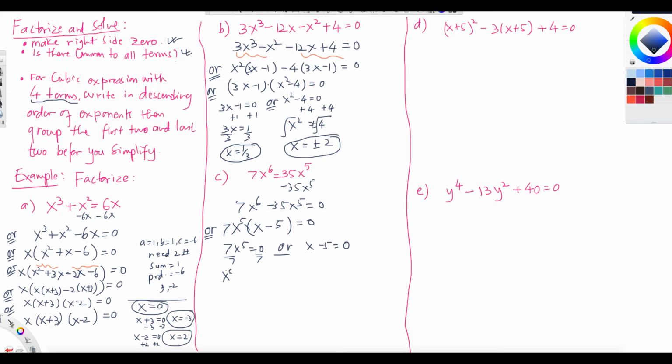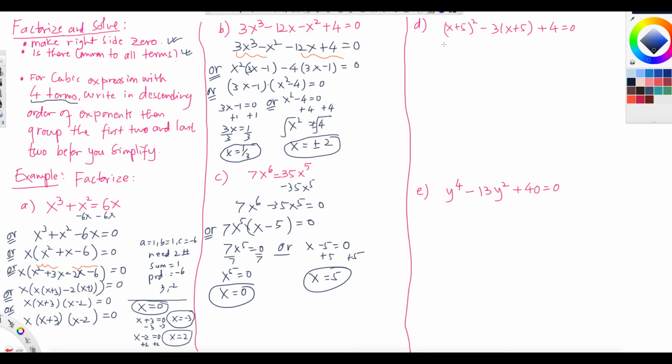If you do that, divide by 7 on both sides. So you get x to the 5 equals 0, and take the fifth root, you get x equals 0 as one solution. And here add 5 on both sides, you get x equals 5 as the other solution. So the solutions, or the roots here, are x equals 0 and x equals 5.